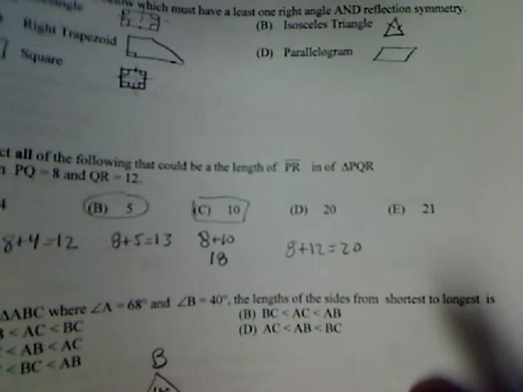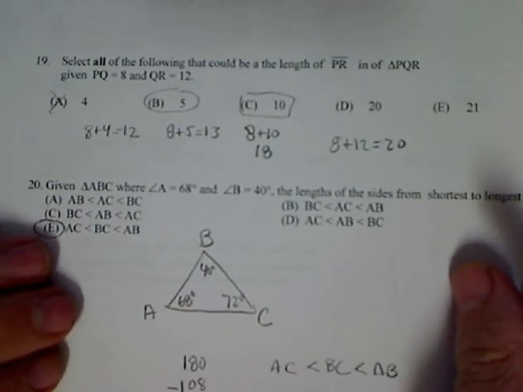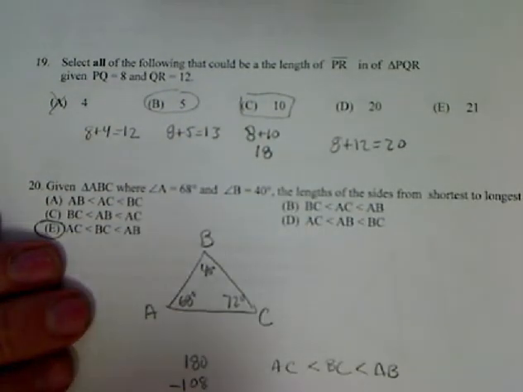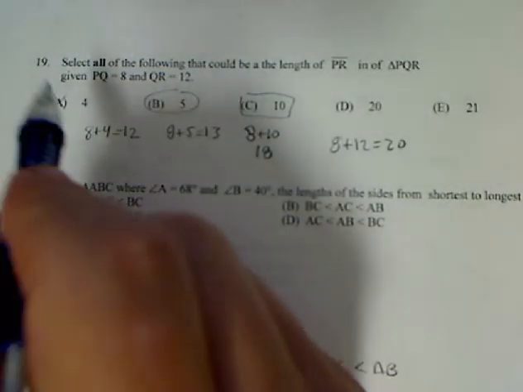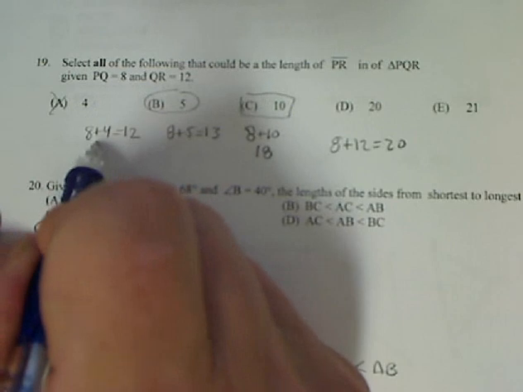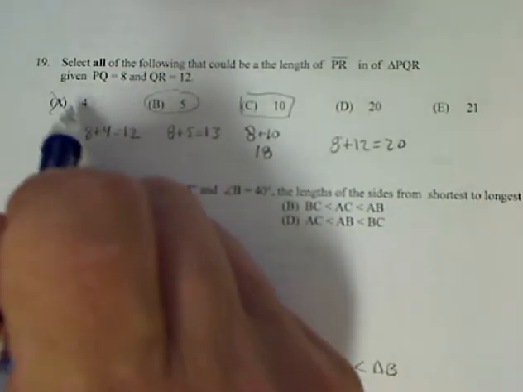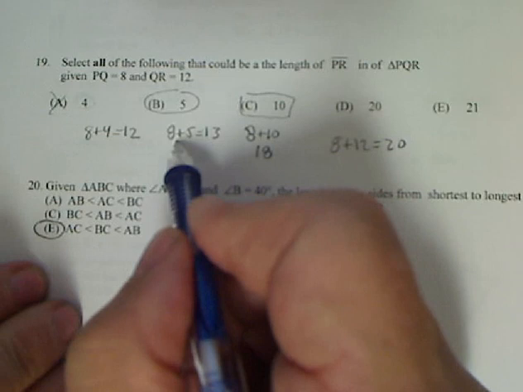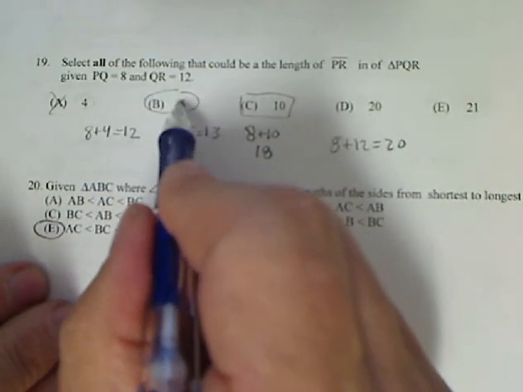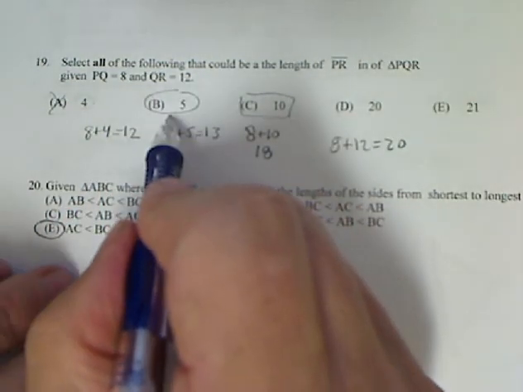Okay, when you're working with triangles, this is basically working with the triangle inequalities. In order to form a triangle, the two smaller sides have to add up to be bigger than the largest side. So if I use this side as 4, the two smallest sides would be 4 and 8. 4 plus 8 equals 12. That's not bigger than 12. So 4 doesn't work. 8 and 5, this would be the next one. 5 plus 8 is 13. That's bigger than 12. That one works.